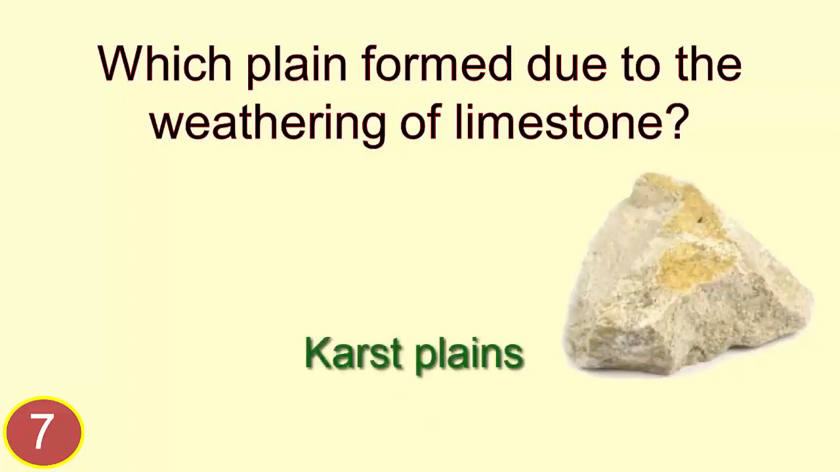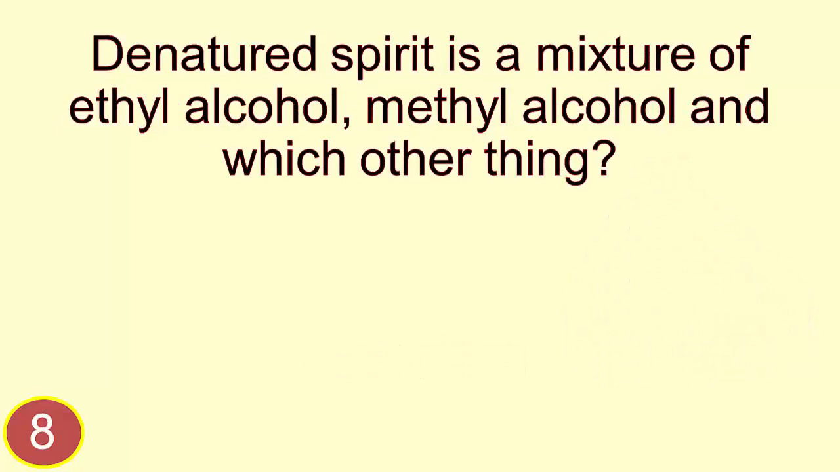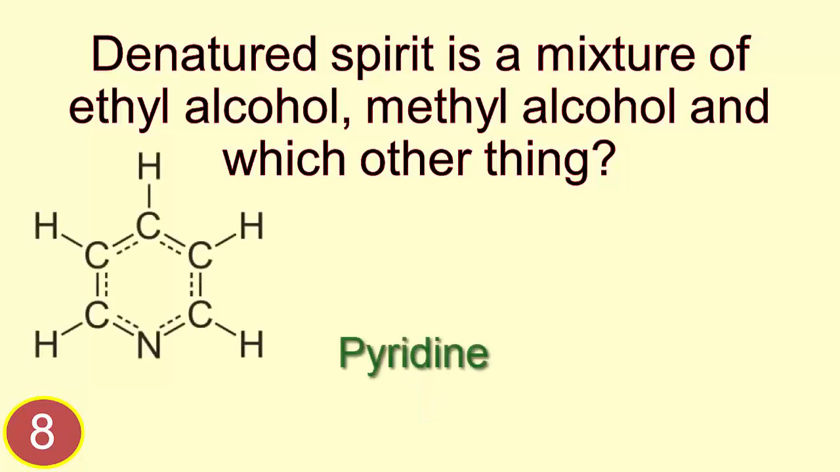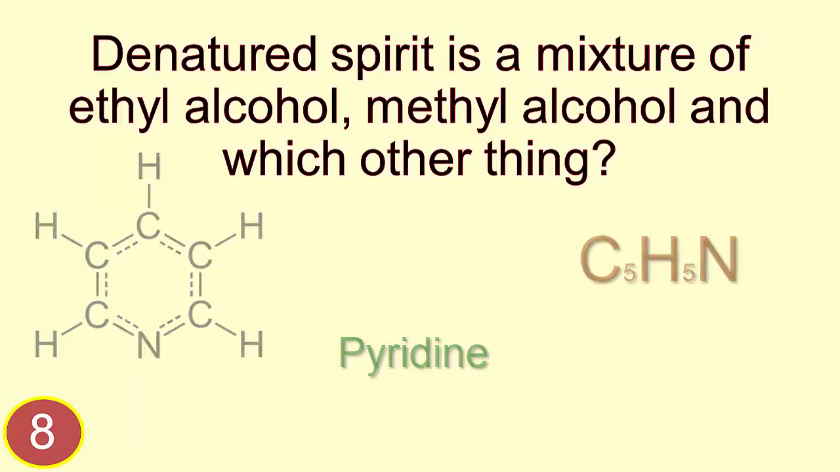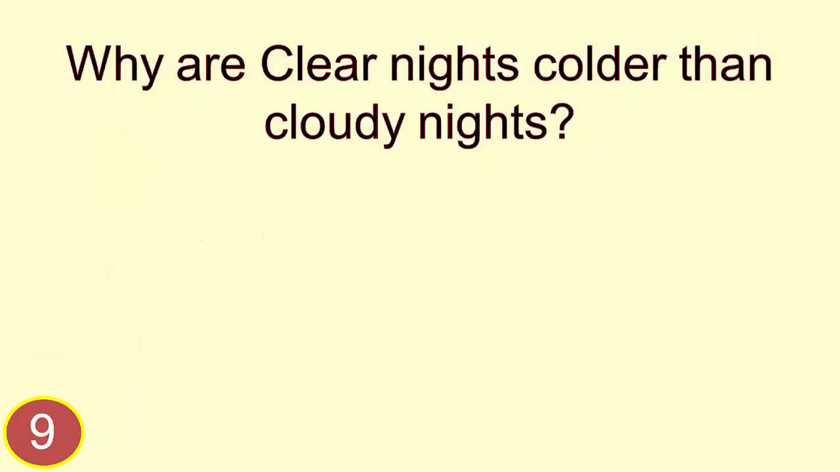Answer is karst plains. Denatured spirit is a mixture of ethyl alcohol, methyl alcohol and which other thing? Answer is pyridine. Pyridine is a basic heterocyclic organic compound with the chemical formula C5H5N. Why are clear nights colder than cloudy nights?